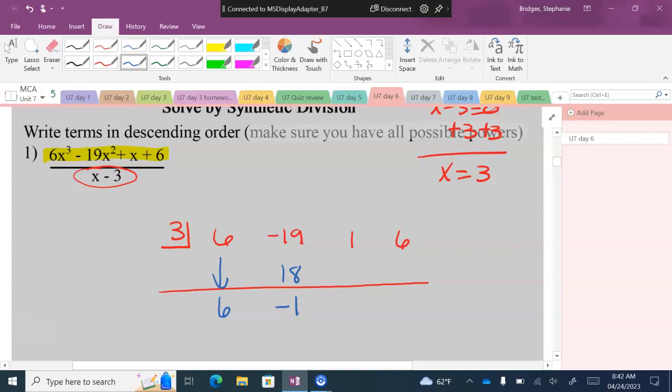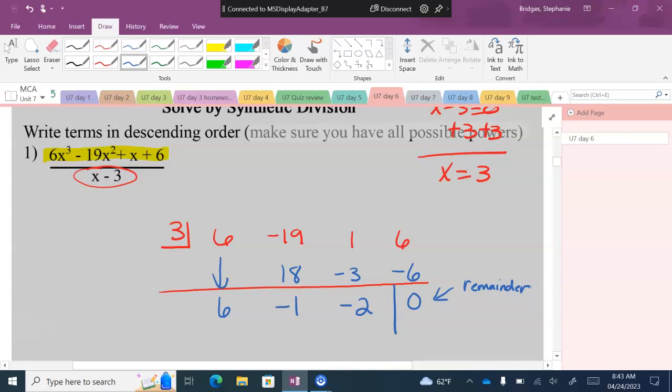And then I start over again. I take that 3 and multiply it by the negative 1, and that gives me negative 3. And then I add again. 1 plus negative 3 is negative 2. And then I do it again. 3 times negative 2 gives me negative 6. I add straight down, and that gives me 0. This last number, I always put a little bar there. That last number is going to be your remainder. Okay, in this case, my remainder is 0.